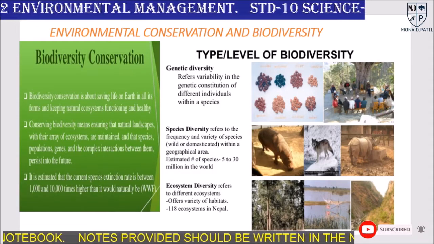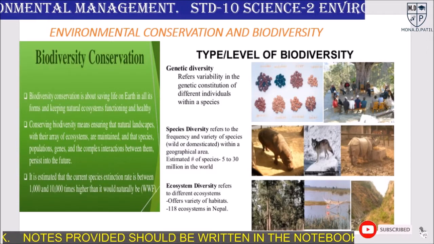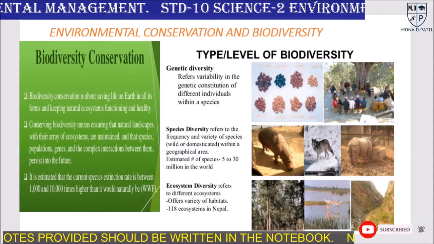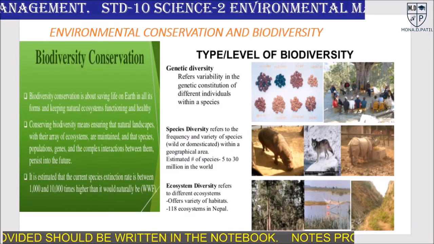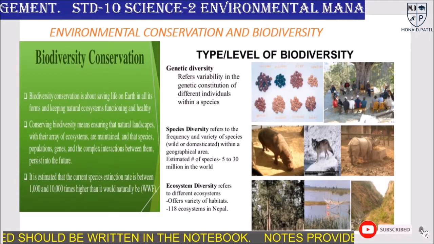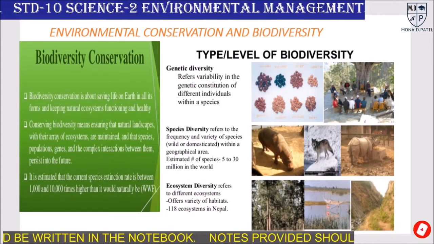Who is responsible for this? Biodiversity is the richness of living organisms in nature due to the presence of varieties of organisms, ecosystems and genetic variations within a species. So biodiversity occurs at three different levels.